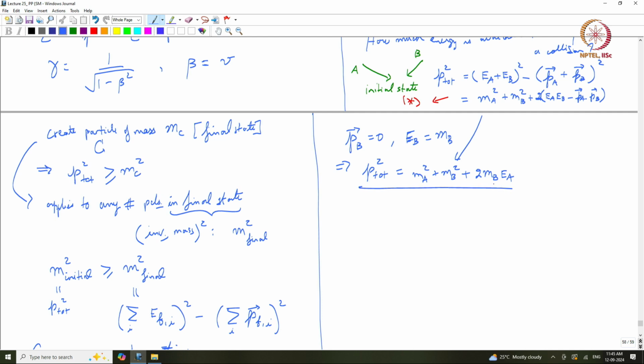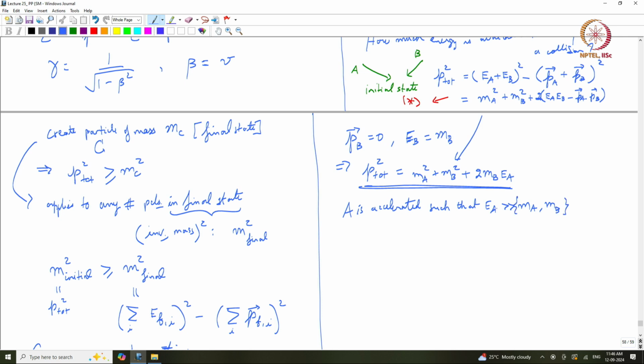Okay. Now what is the implication of that? Let us look at one particular case where your A is accelerated to such high speeds that your EA is much larger than either mass in the problem.